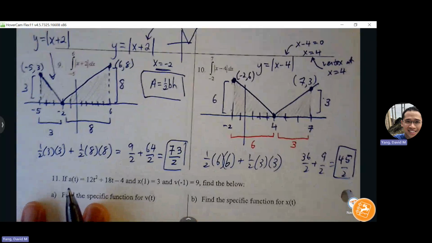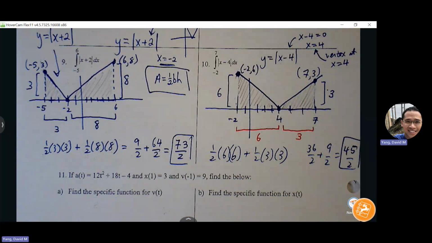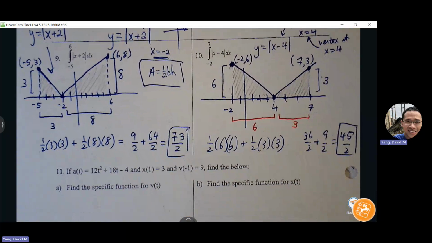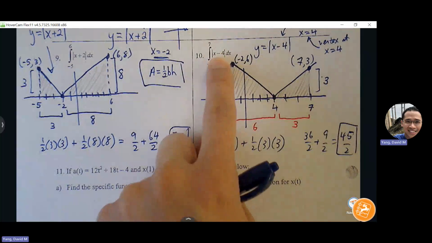All right, any questions with these? If we see this, do we feel comfortable with that process? Find the area of both triangles. Right, that's right, of both triangles, of the full region between the graph and the x-axis. That's what every integral problem is doing.